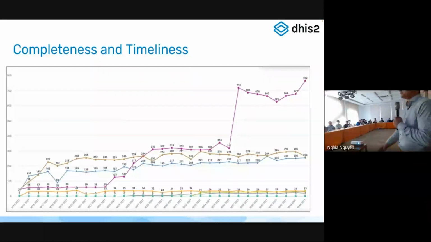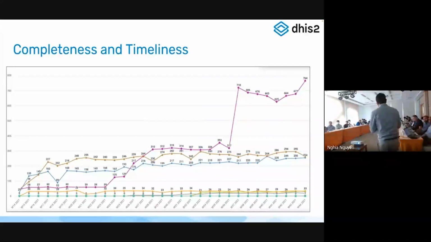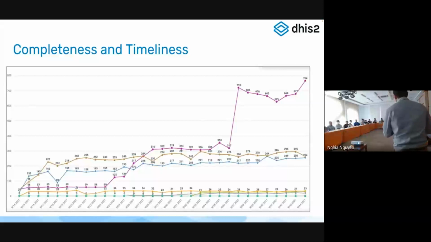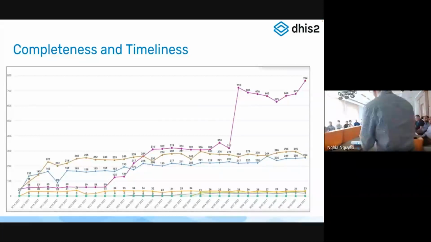All right, so completeness and timeliness. This is a feature that DHIS2 has supported for a very long time, right? In data entry for aggregate values. Kevin will actually talk a bit more about timeliness of tracker data in his presentation and show you a bit more what that might look like.